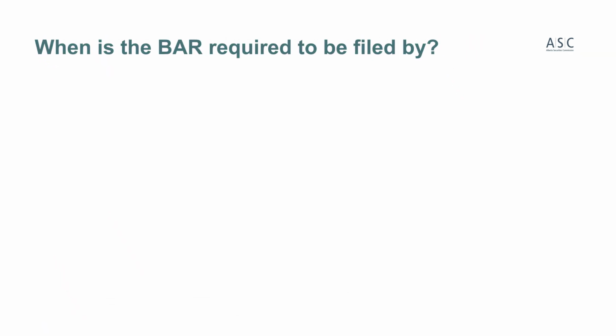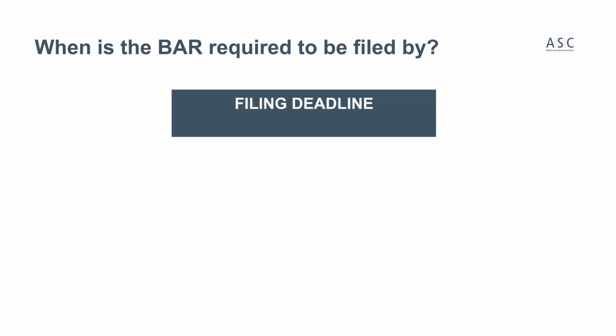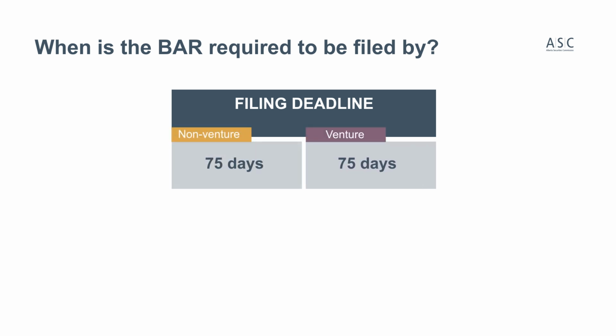Now that we have discussed in what scenarios a BAR is required to be filed and what must be included in the BAR, we will discuss when the BAR needs to be filed. In most cases, a BAR is required to be filed on SEDAR+ within 75 days after the acquisition date for both a venture and non-venture issuer.